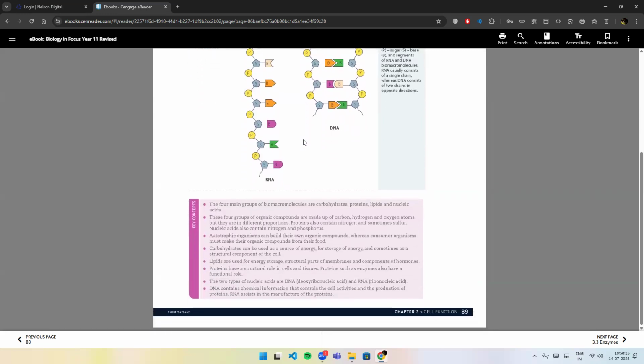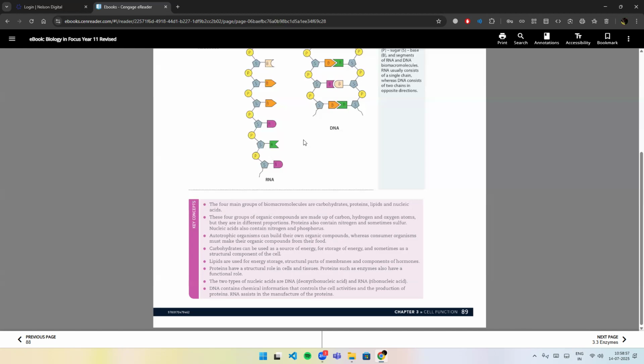Key concepts. The four main groups of biomacromolecules are carbohydrates, proteins, lipids, and nucleic acids. These four groups of organic compounds are made up of carbon, hydrogen, and oxygen atoms, but in different proportions. Proteins also contain nitrogen and sometimes sulfur. Nucleic acids also contain nitrogen and phosphorus. Autotrophic organisms can build their own organic compounds, whereas consumer organisms must make their organic compounds from their food.